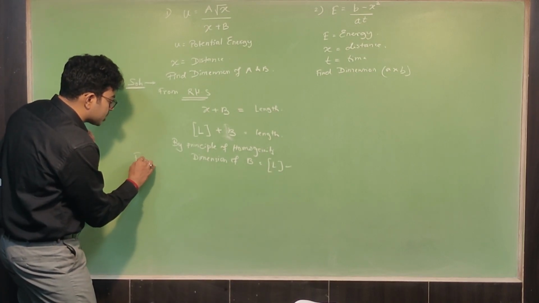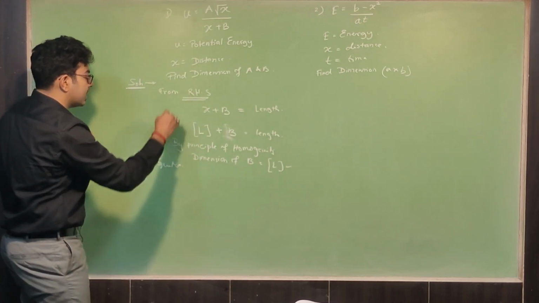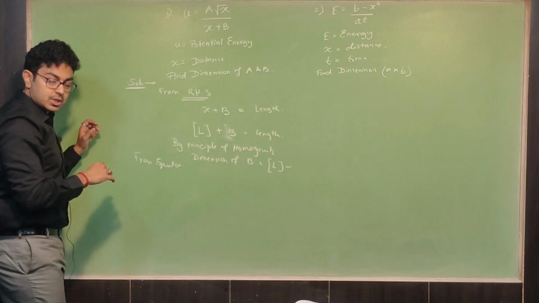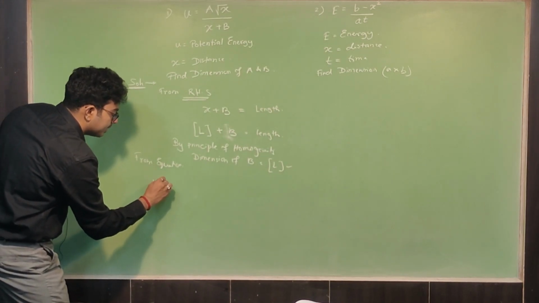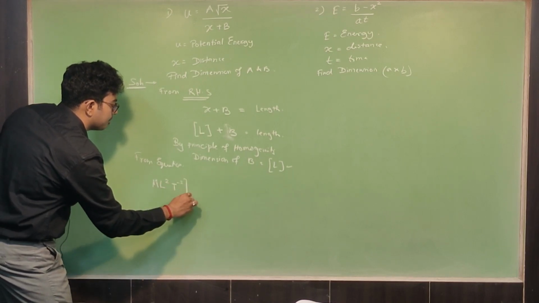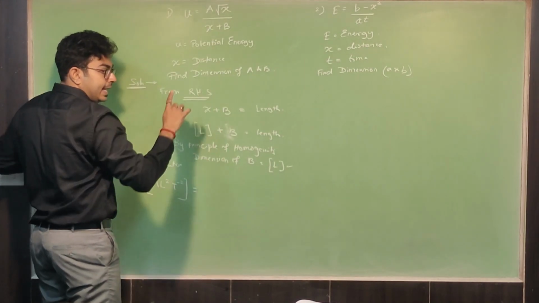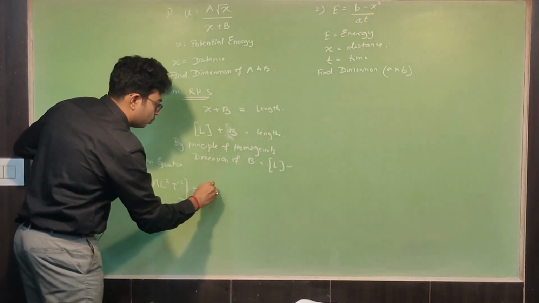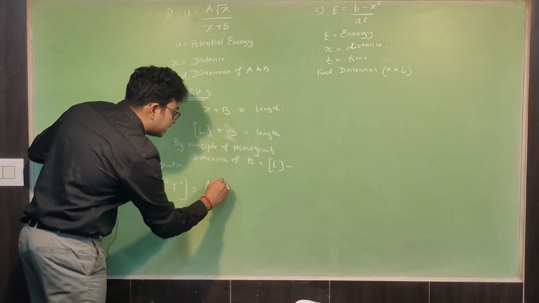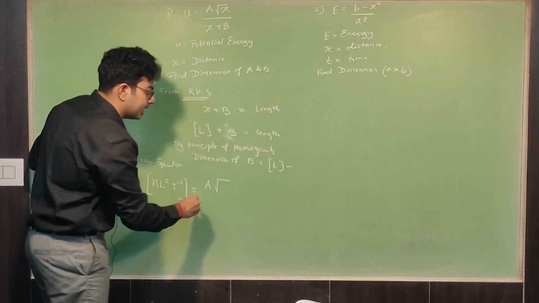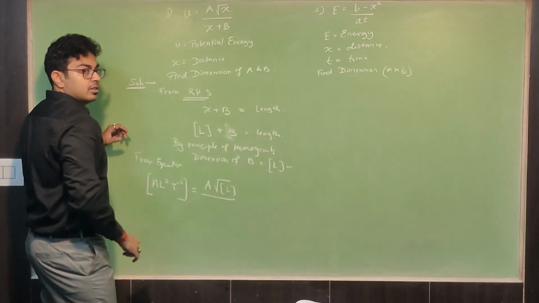Now from the equation, how can we put? We can say what is U? U is potential energy. Potential energy dimension will be what? M L square T to the power minus 2. From the equation, that is equal to what? A. Do we know the dimension of A? No, we do not know. Then what we have? Root x. That means under root. X is what? Dimension? L. What is dimension of x? Length.